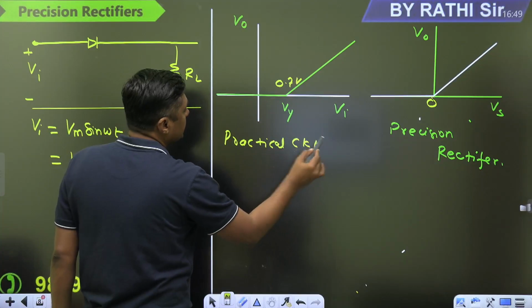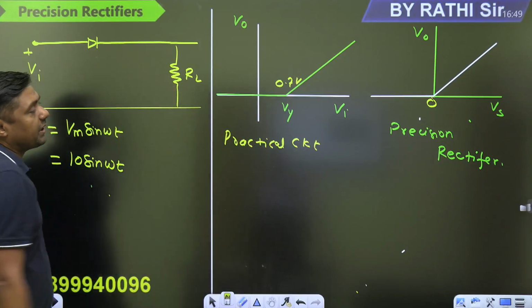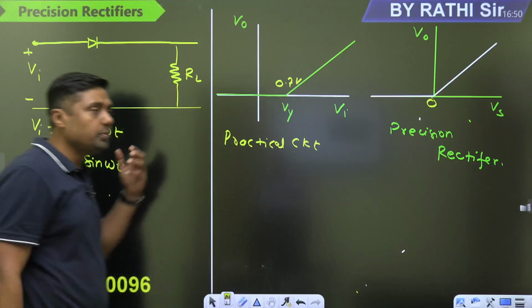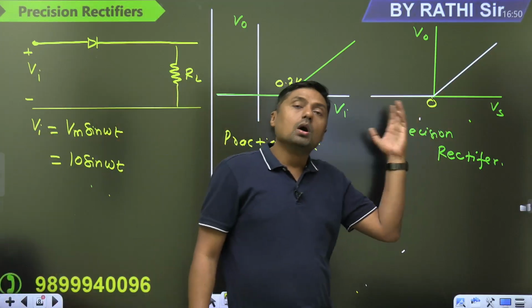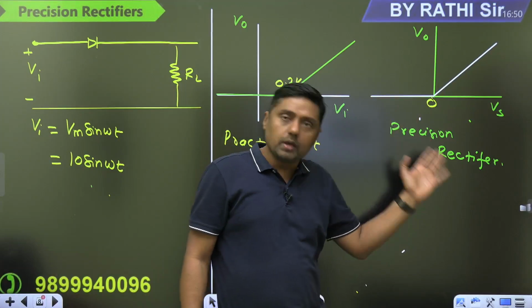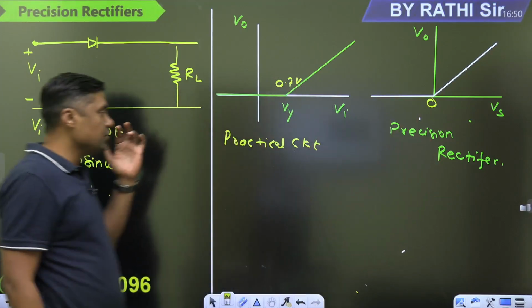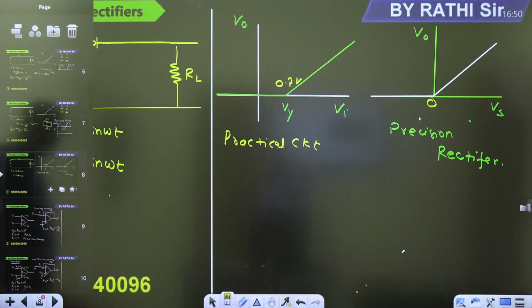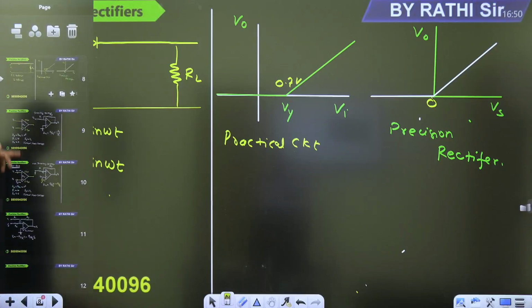Here we are considering the practical diode, and what should be the characteristics? This type. How are we going to get it? Now I am going to discuss. So what is the use of the precision rectifier? Just to rectify small signals.